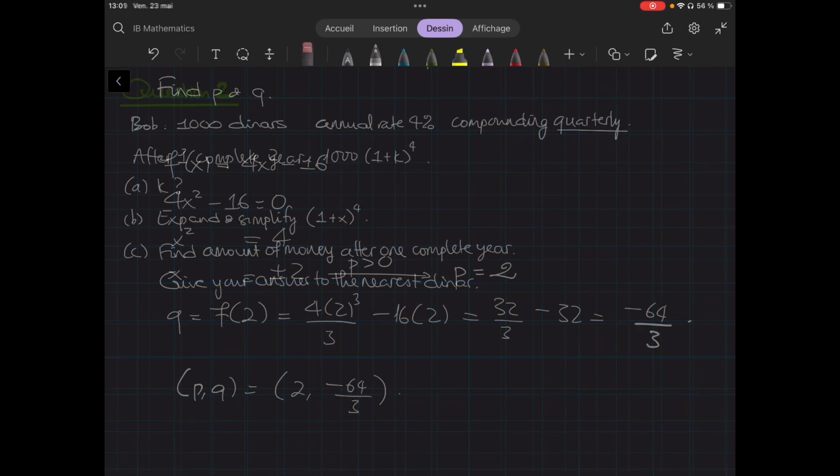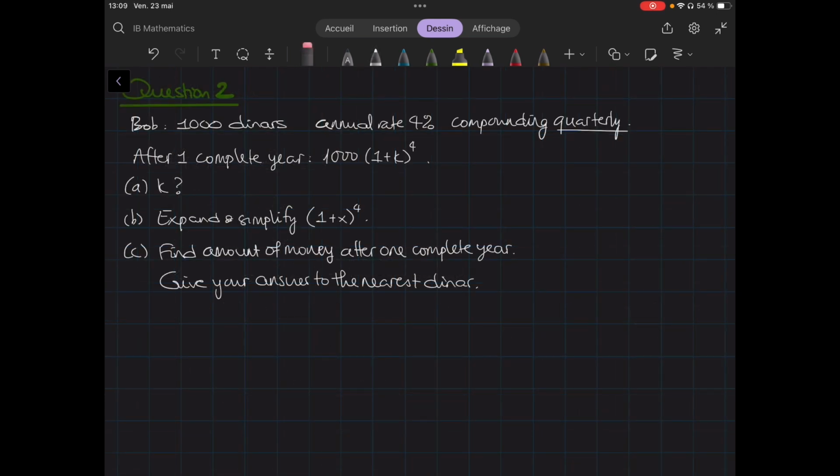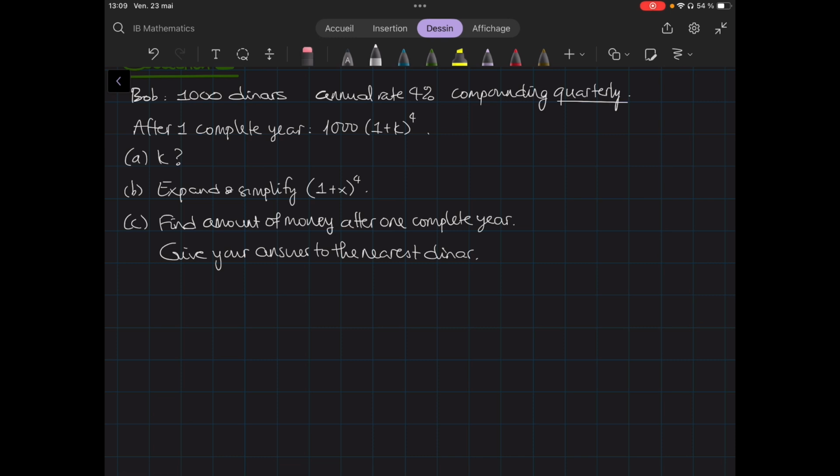Easy 5 marks. Question 2 is on compound interest. Bob invests 1,000 dinar in an account which pays a nominal annual interest rate of 4% compounded quarterly. The amount of money in the account after one complete year can be written as 1,000 times 1 plus k to the 4, where k is a rational number. So part A asked us to find the value of k.